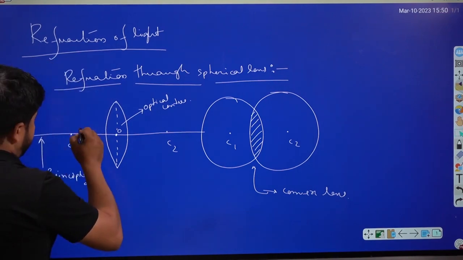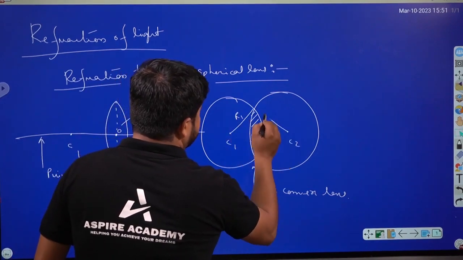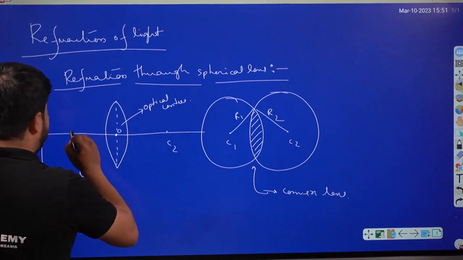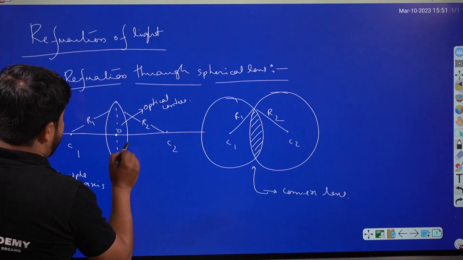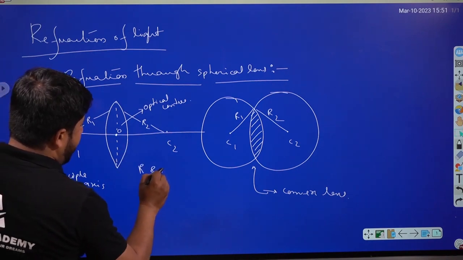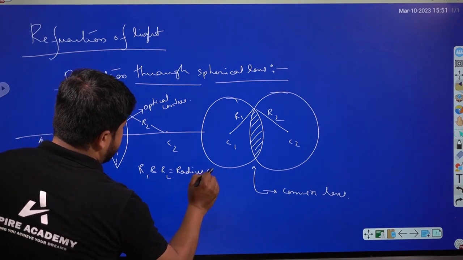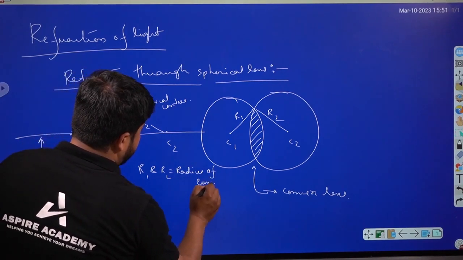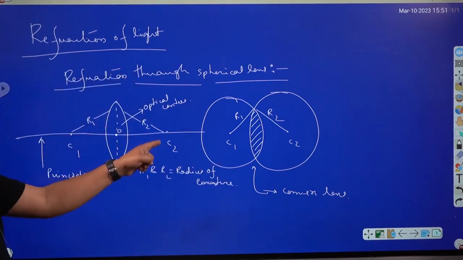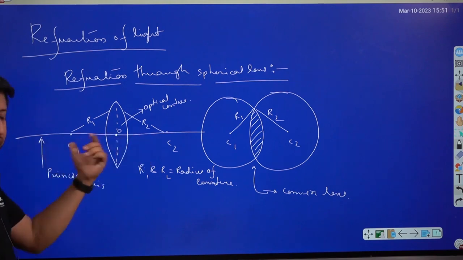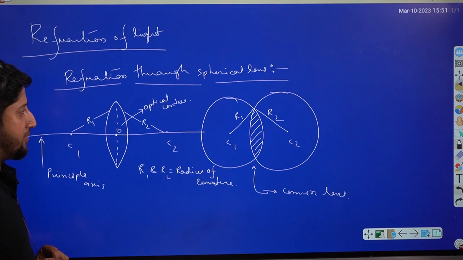Now there are two radii. Here one radius is r1, and here the other radius is r2. This r1 and r2 are called the radius of curvature. So there are two centers of curvature and two radii of curvature. A particular point O is the optical center.